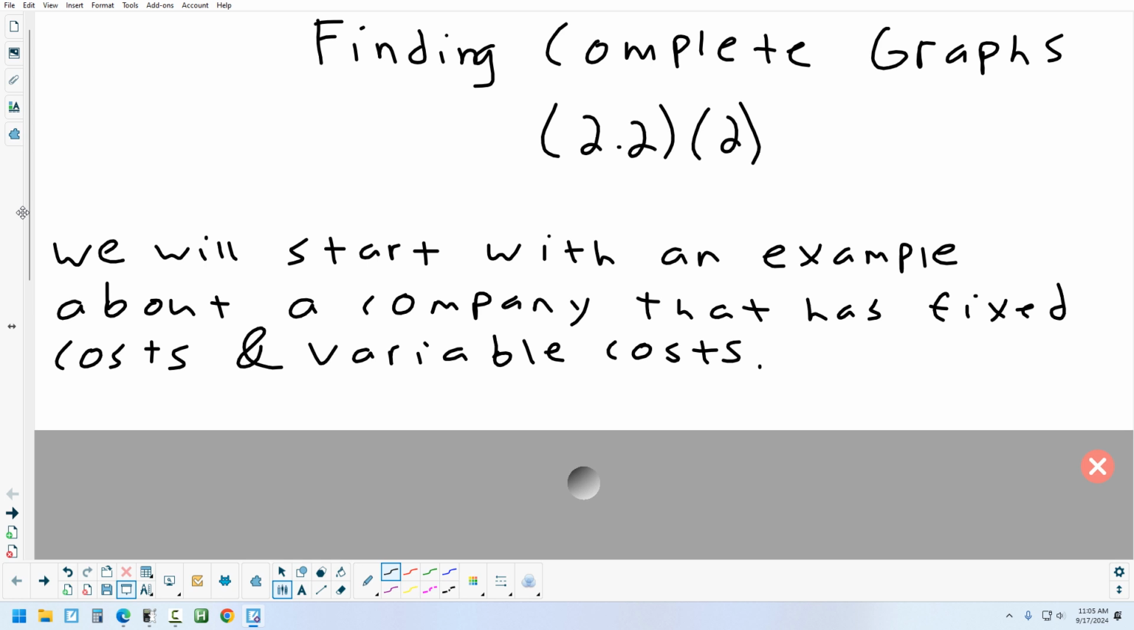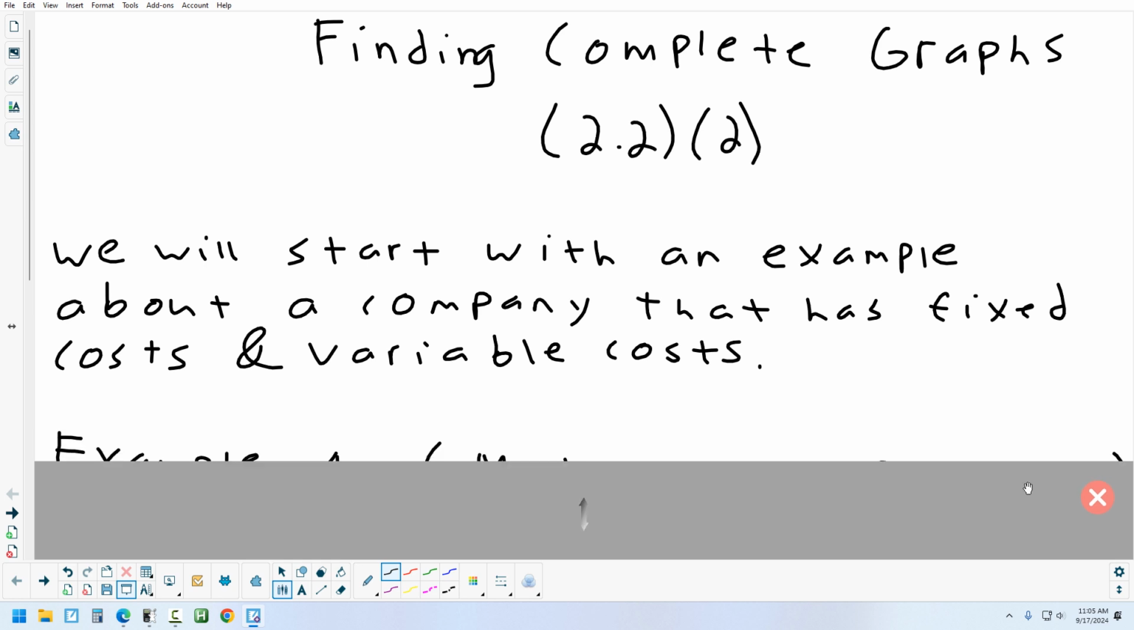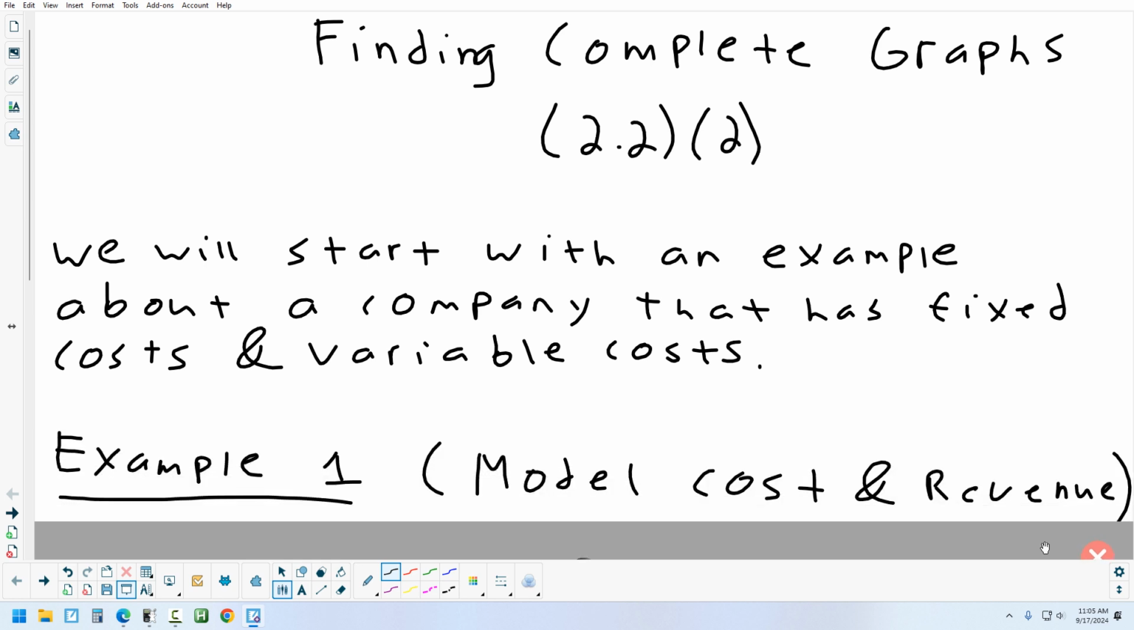But this particular company is going to have two kinds of costs, fixed and variable. The fixed cost never changes. The variable cost does change. It changes with how much product they produce.